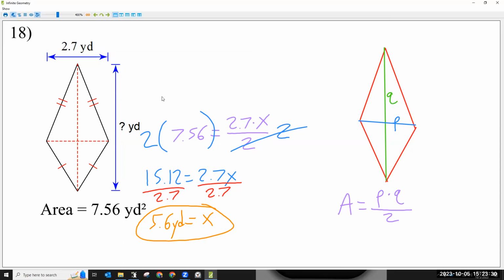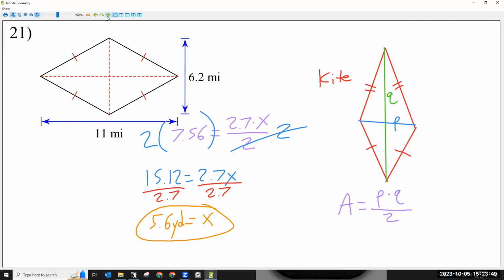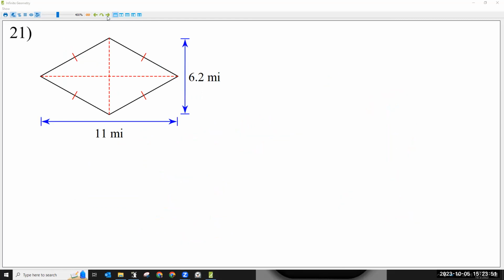So this shape right here is called a kite. It's a kite because these two are congruent and these two are congruent. Now we're going to move on to a different type. This is not a kite because I see they're all congruent to each other. So this is actually called a rhombus. But you're going to do all the same things we did with the kite, exactly the same way, so it doesn't make a difference. That's a rhombus, not a kite.